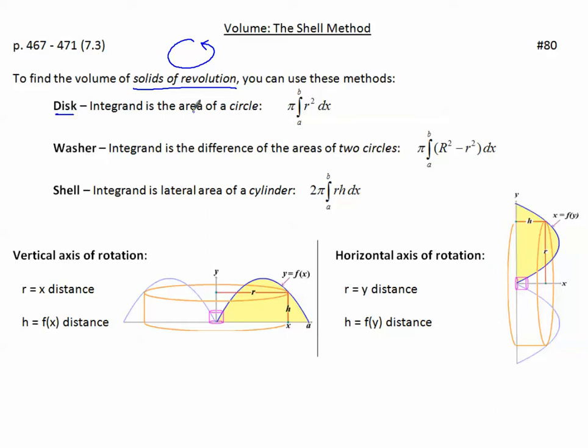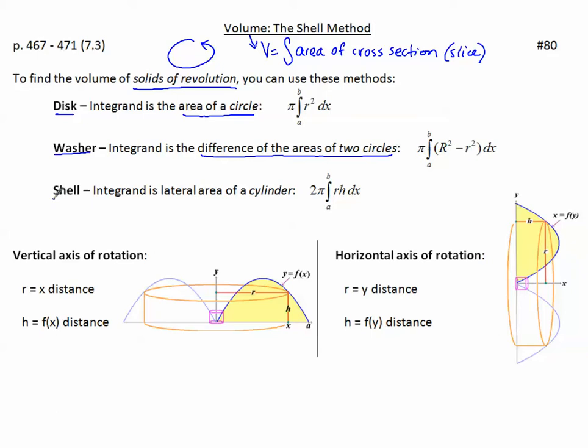The disk method, where we use the area of a circle and we integrate that. Remember, no matter what, volume is always the integral of the area of a cross section or a slice of our solid. So here we have the integral of pi r squared. Now I took the pi out like we normally do because it's just easier to write it that way. Washer is when we have a hole, and the integrand is the difference of the areas of two circles, pi r squared minus pi r squared.